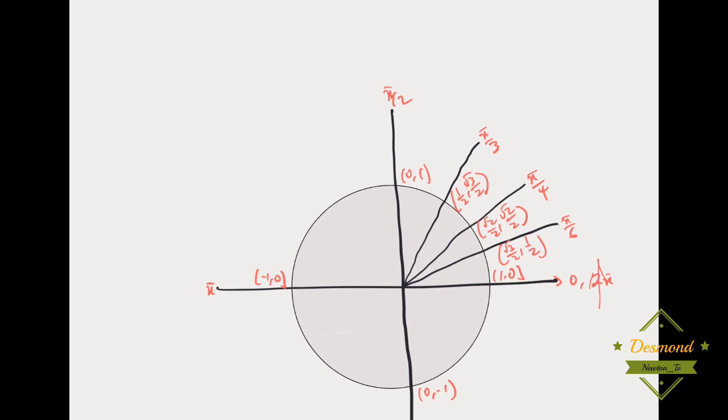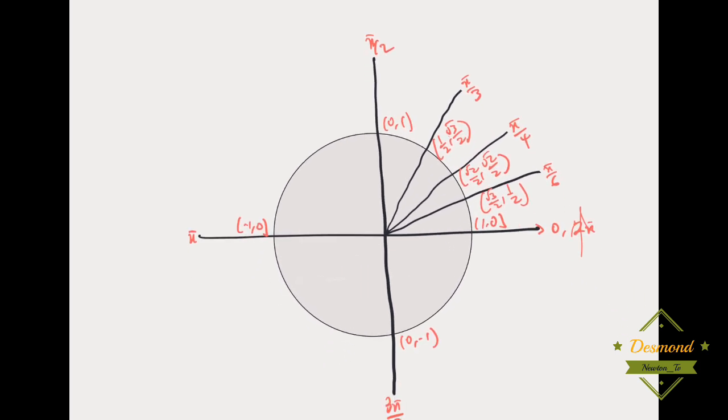So from the unit circle, we can see that cos of pi on 6 is equal to root 3 on 2, and sine of pi on 6 is equal to a half, as we can see right there.